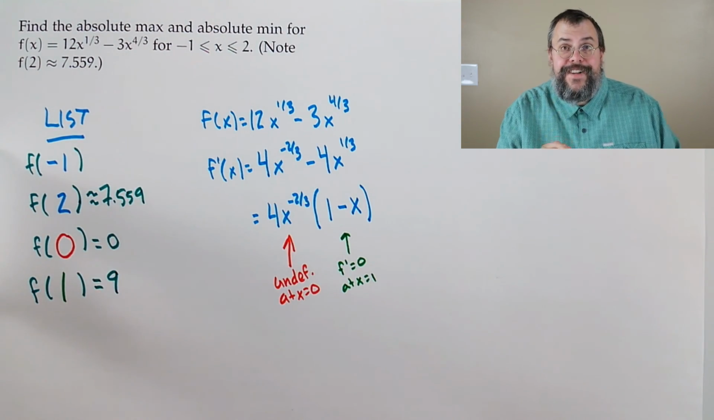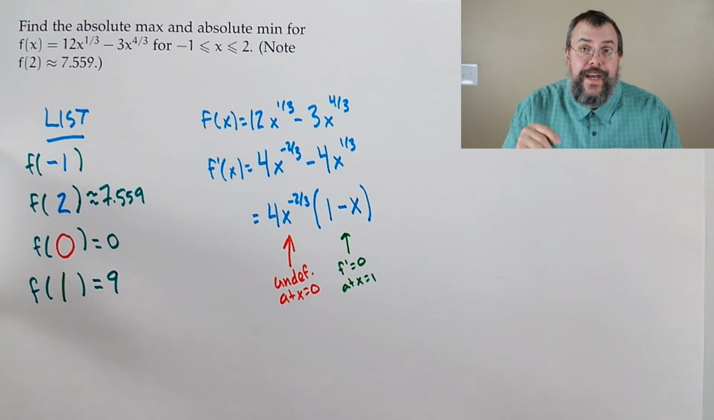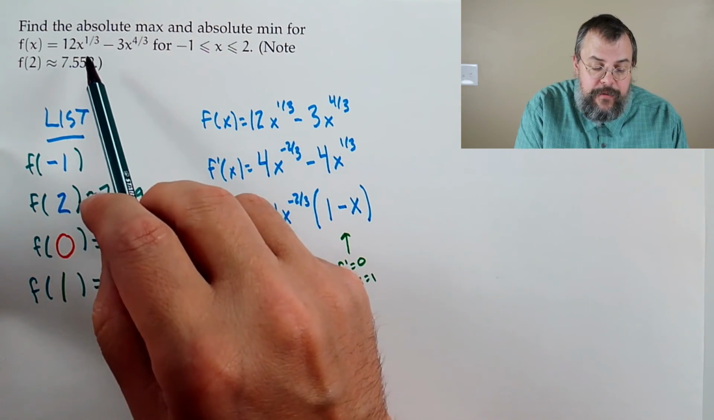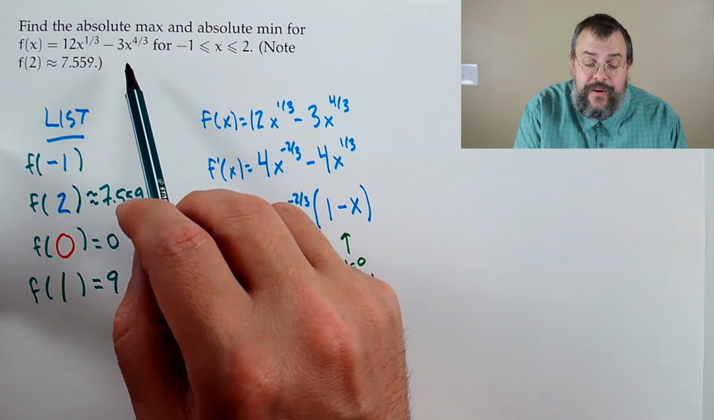Now, negative 1. All right. The cubed root of negative 1 is negative 1. So negative 1 to the 1/3 will be negative 1. What about negative 1 to the 4/3?